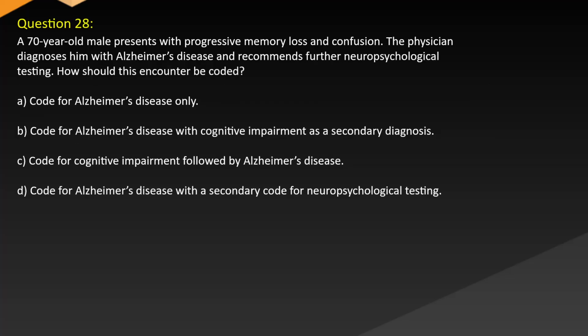Question 28. A 70-year-old male presents with progressive memory loss and confusion. The physician diagnoses him with Alzheimer's disease and recommends further neuropsychological testing. How should this encounter be coded? A. Code for Alzheimer's disease only. B. Code for Alzheimer's disease with cognitive impairment as secondary diagnosis. C. Code for cognitive impairment followed by Alzheimer's disease. D. Code for Alzheimer's disease with secondary code for neuropsychological testing.